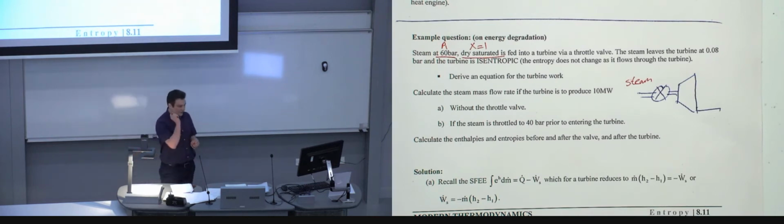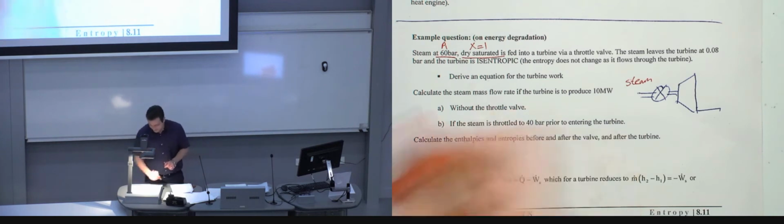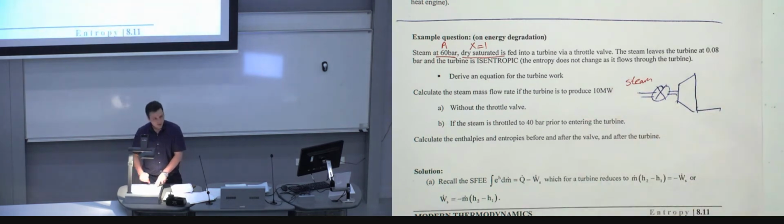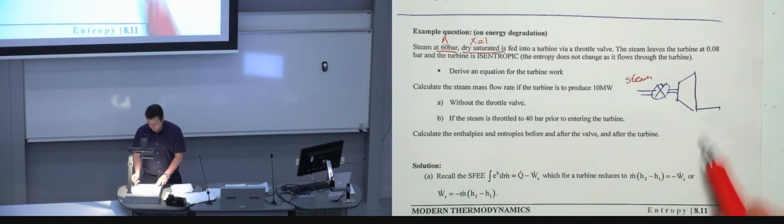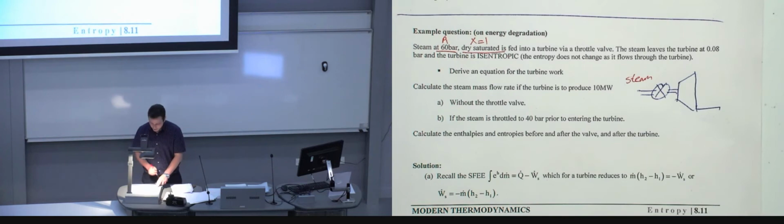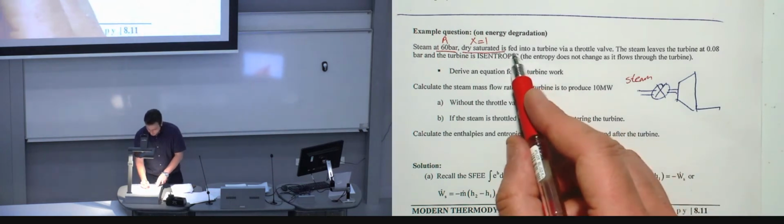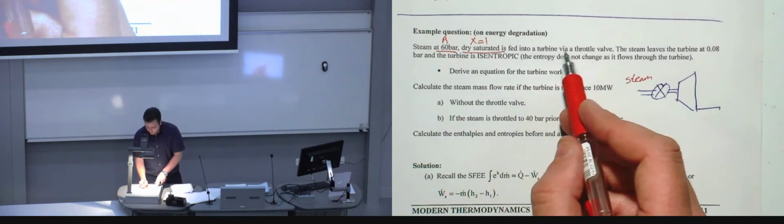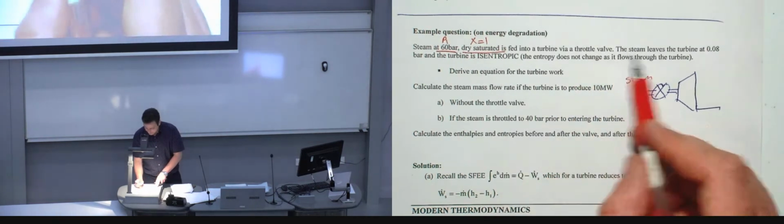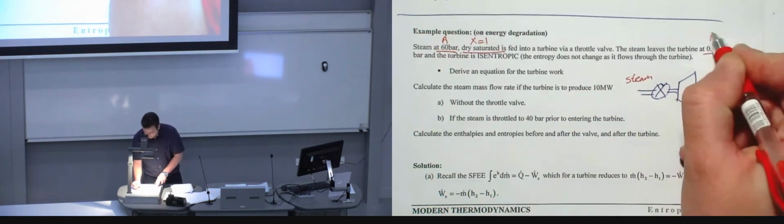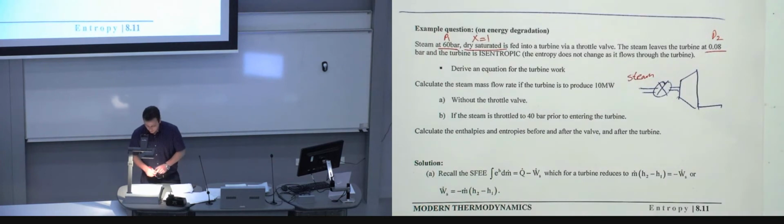As soon as you have information in the question, try to write down what that is, P1 in this case, X1. Draw a simple diagram. You can change that if you want, but draw something that makes sense in your mind. So it's fed into a turbine via a throttle valve. The steam leaves the turbine at 0.08 bar, and the turbine is isentropic.